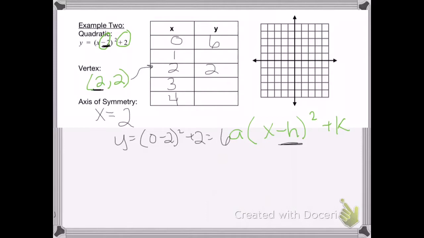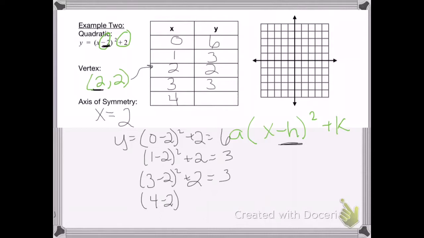Then we plug in 1. We square it, plus 2. That's going to give you 3. Then we're going to do it again with 3. Square it, plus 2. And that's going to give you 3. And then we're going to do it again with 4. And that's going to give you 6. Okay, so we have all of our points.